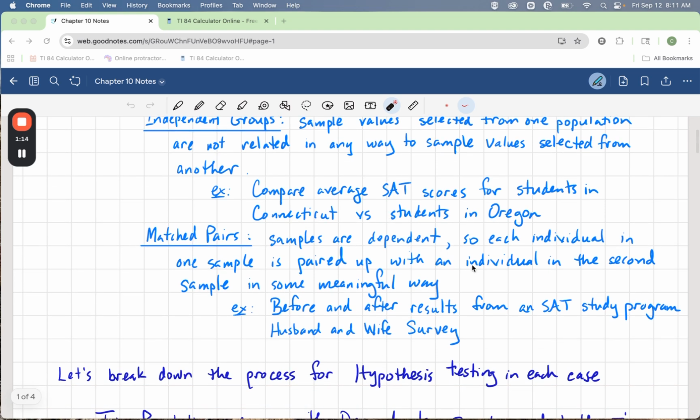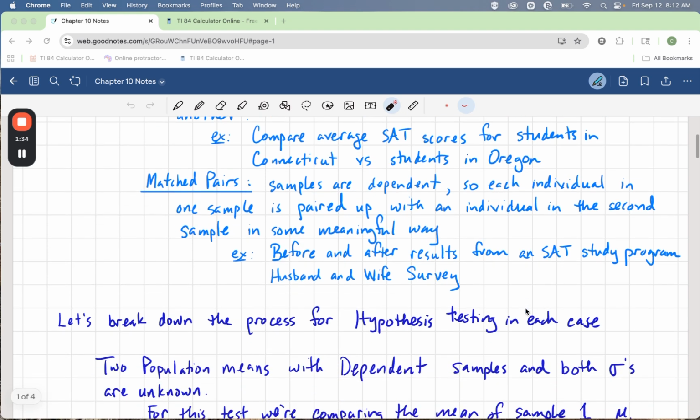Matched pairs: samples are dependent, so each individual in one sample is paired up with an individual in the second sample in some meaningful way. For instance, you take the SATs today, and then you take a course to help you improve your score, and you take them again, so that the course really helps. So are your new SAT scores higher than your old ones because of the course?